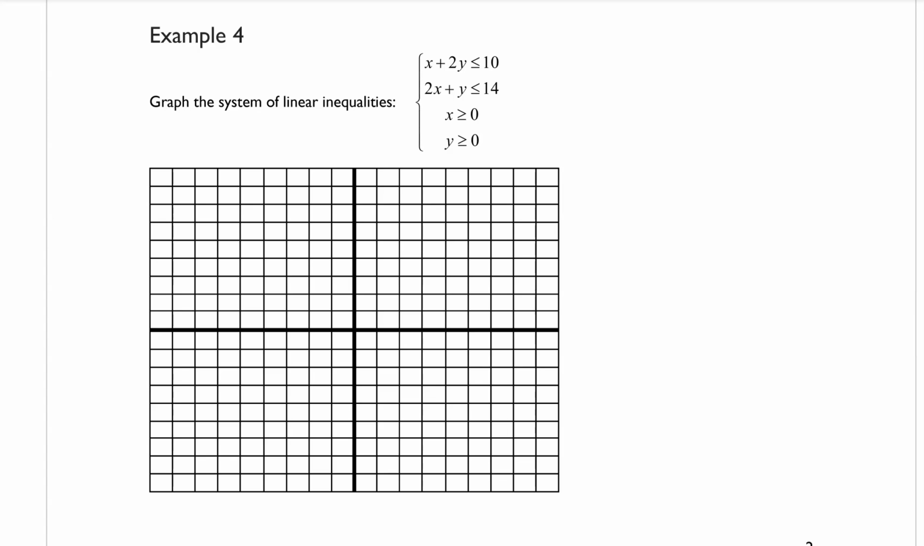Now, let's start off with the bottom two inequalities. I think those will be a little bit easier to deal with, and I'm going to try to color them all differently. So I'm going to use green for x is greater than or equal to 0. Now, the line that we're going to use here would be as if we were graphing the line x equals 0. What does that look like?